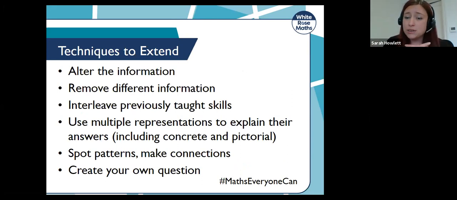You could interleave different topics as well. So we've started thinking about measurement with our fractions there. You might think about money. So how would it change with the representations of money?